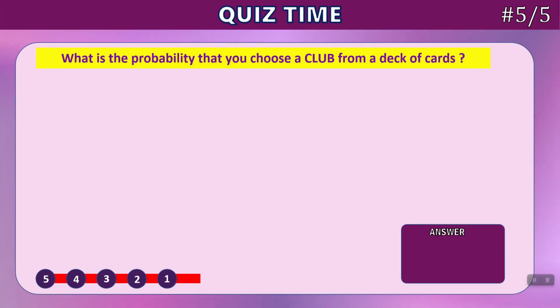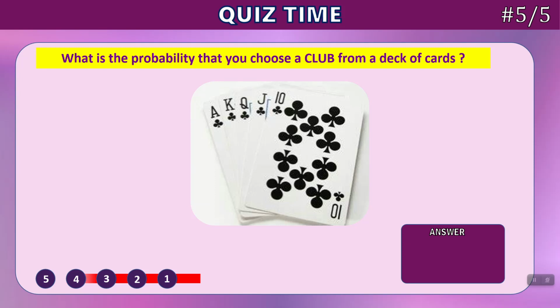Final question. What is the probability that you will choose a club from a deck of cards? Time's up. We said in a previous slide that each suit goes from 2 straight up to the king and an ace, which make 13 in each suit. In this case, there are 13 clubs.